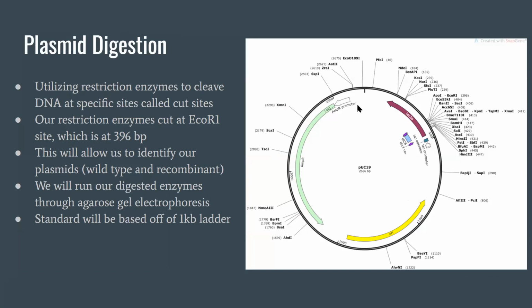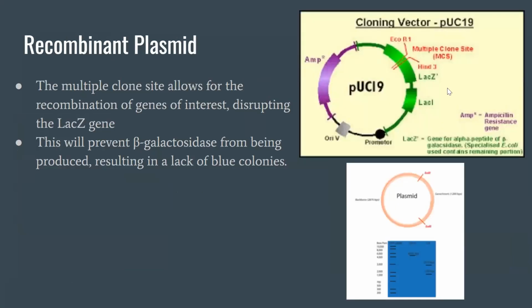So, like I said before, in the case that we have a recombinant plasmid, we're going to have two cut sites here. So when we cut at both sites, we're going to see two bands appear on the gel. Now, in the case of the wild type plasmid, we're only going to have one cut. So you're just going to see one band on the gel.